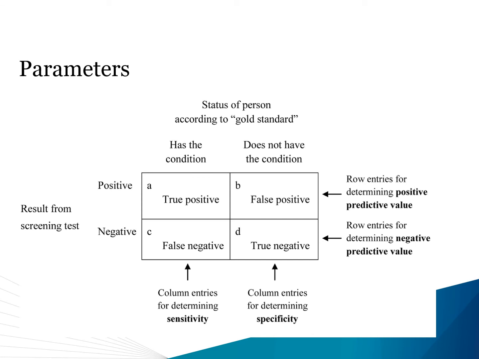So using those, we can see which columns, the true positives and the false negatives, A and C, are used to work out the sensitivity of the test, and B and D are used to work out the specificity. A and B are used to work out the positive predictive value, and C and D are used to work out the negative predictive value.